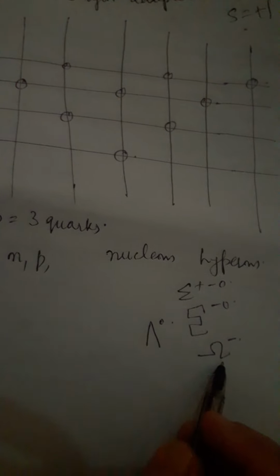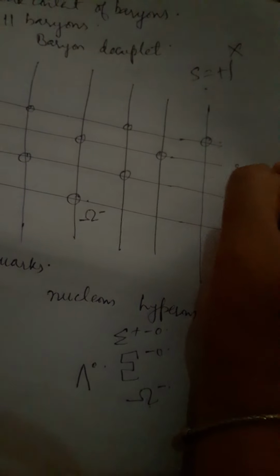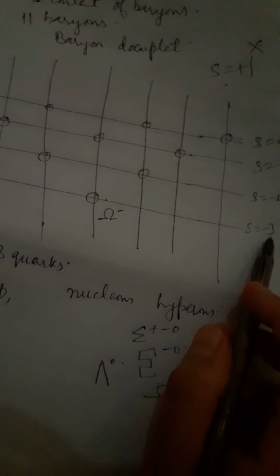So let us choose this omega particle. Omega minus will be placed here, right? Because it's a single particle and it's a single position on this line, so we'll keep it here. Now S equal to minus 3, S equal to minus 2, S equal to minus 1, and S equal to 0. What did we choose S equal to minus 3? Because we know that at best it can carry 3 quarks. Therefore, we choose S equal to minus 3.